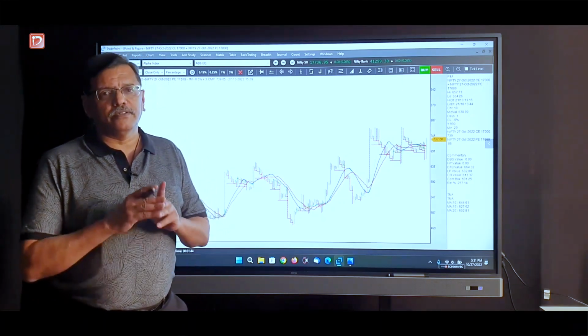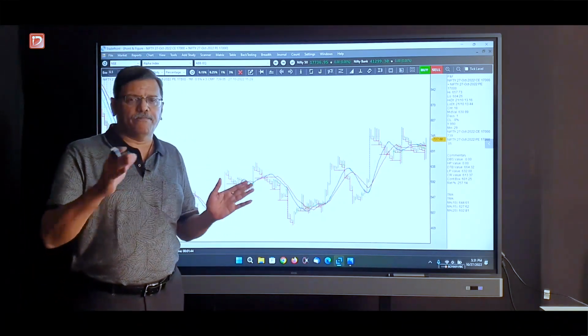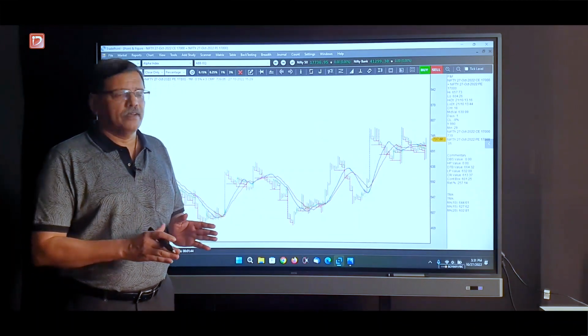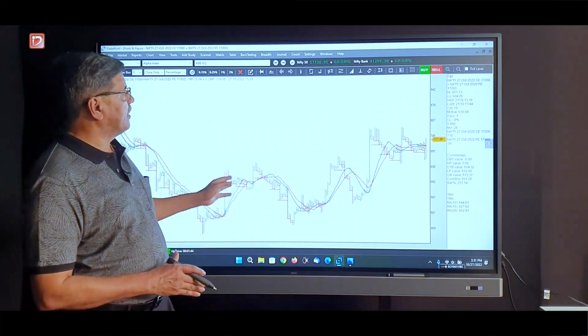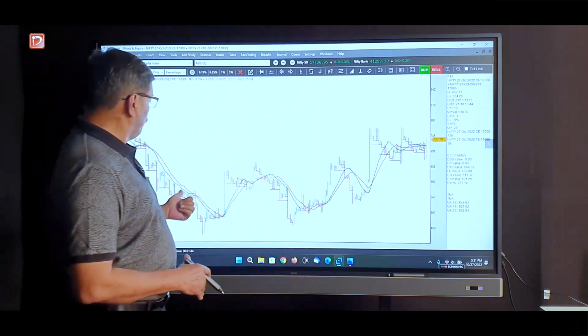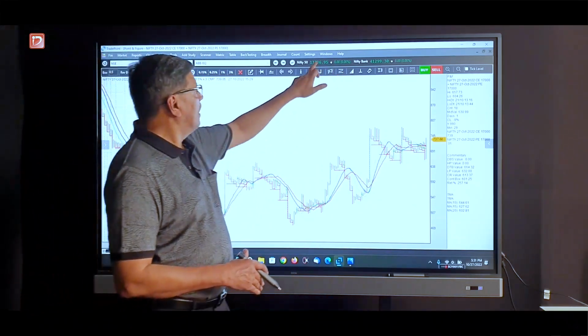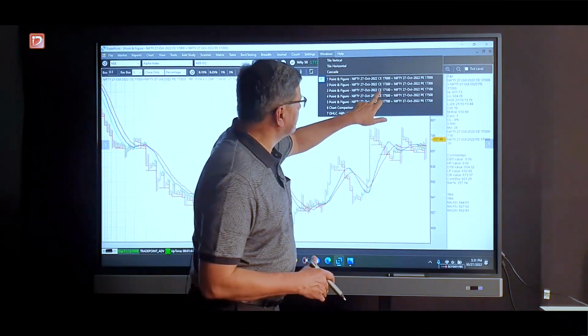and then it is no longer directional. You have to understand this is non-directional. You have to play a range of plus minus 200 points every time. So once it goes to 17,300, naturally the next thing is you have to book profit in the 17,000 straddle, and then this is a 17,300 straddle which I have plotted here.